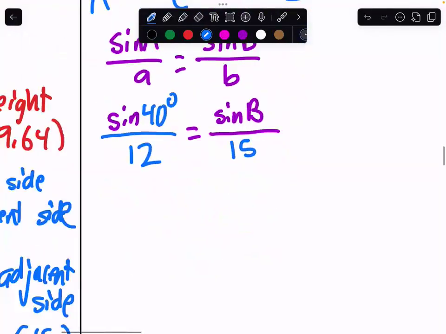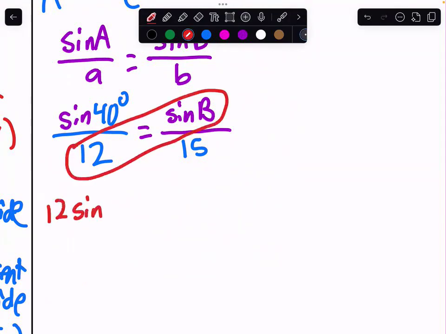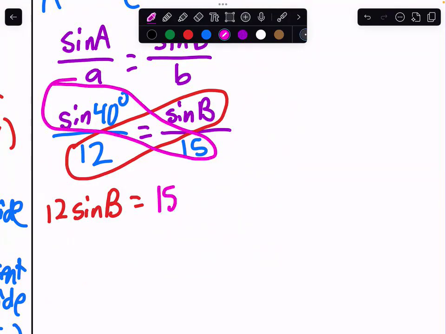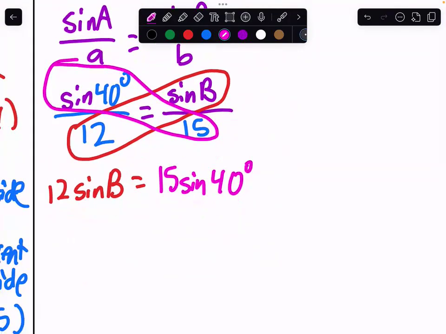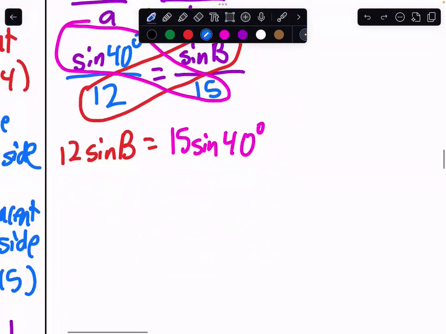I will start by cross multiplying. This is a proportion with an equal sign, so we're allowed to cross multiply. 12 times the sine of capital B equals 15 times the sine of 40 degrees. Remember, you don't want to use your calculator until the variable is by itself. The B is not by itself yet, so don't round. That's going to make your answer inaccurate. Instead, first divide by 12.